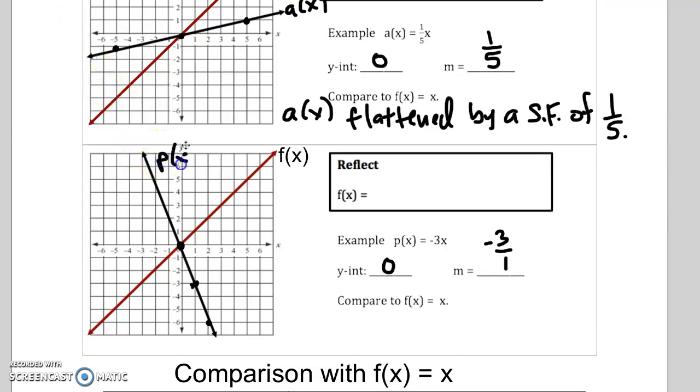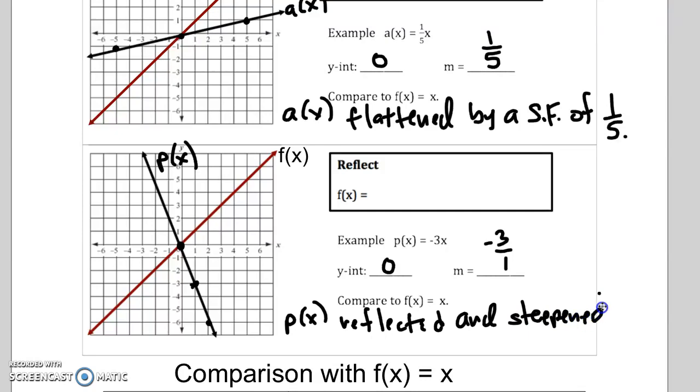This is p of x. We notice right now that it had basically switched slopes. It's a negative slope versus a positive slope. So it did reflect, is what we call it, or it flipped over. Second, we notice p of x's slope is 3 times bigger than the slope of f of x. So what we're going to say is 2 things because this happened. P of x reflected, and it also steepened by, specifically, a scale factor of 3.